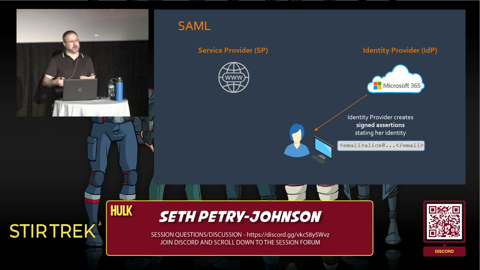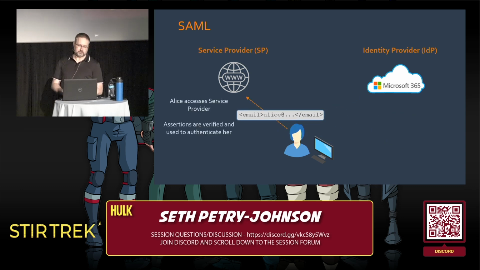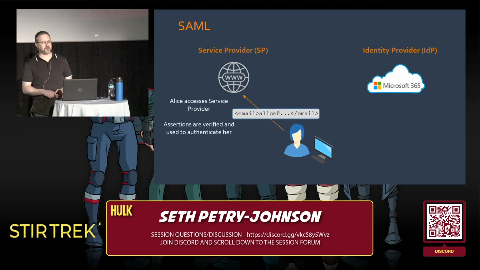And in SAML, an assertion is very similar to a claim in a web token, right? It's a name-value pair. I mean, there are other differences too, but for this session, you can think of them as pretty much the same thing. So Alice's browser posts the assertions back to the service provider, who then validates the signature and uses the identity information to log her into their system.